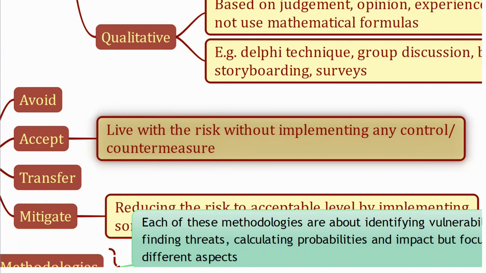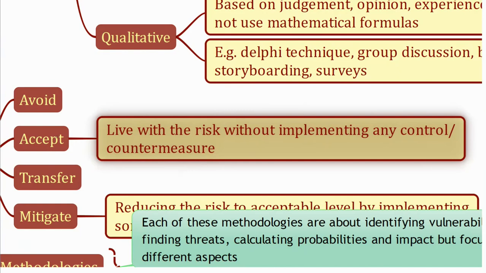So in this case, you analyzed the risk and you said it is too much of a hassle, too much effort to put the controls in place. You would rather live with the risk, because the damage that could happen because of that risk taking place can easily be reduced by purchasing another book, right? So that is an example of accepting the risk. You live with the risk without implementing any control or countermeasure.